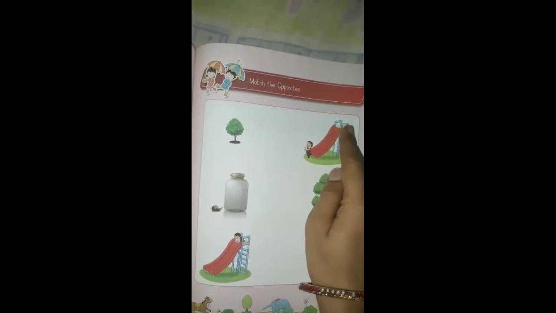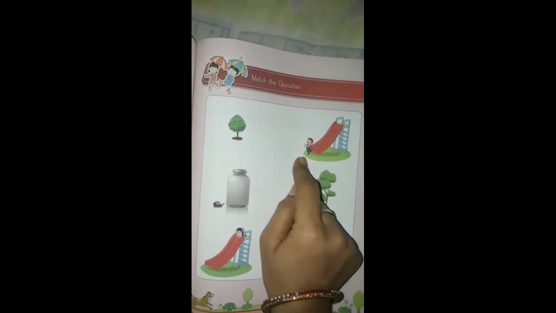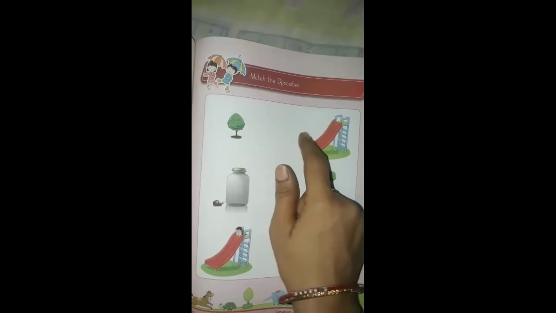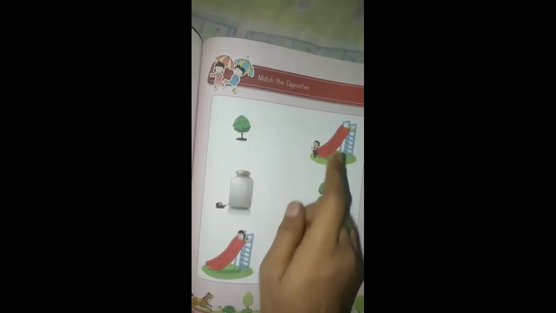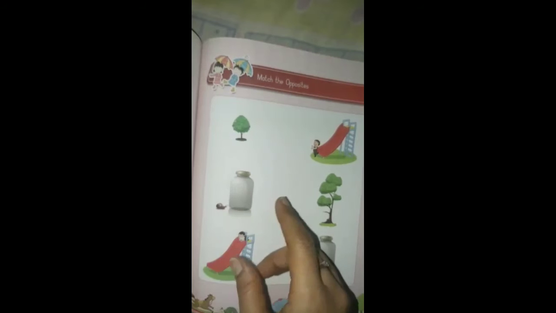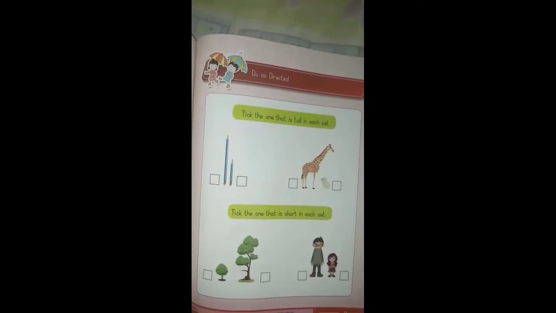Yes, you can see the boy is on the top of the swing. This is the up position, up. And here you can see the boy has come down to the land and is in the down position. So what is the opposite of up? Down. Up, down. So we'll match it, and come on to the next page.